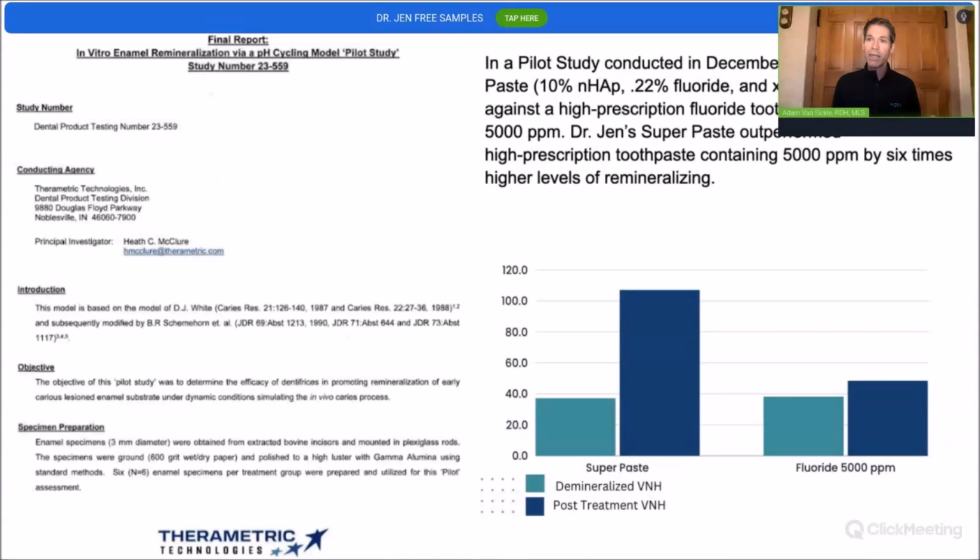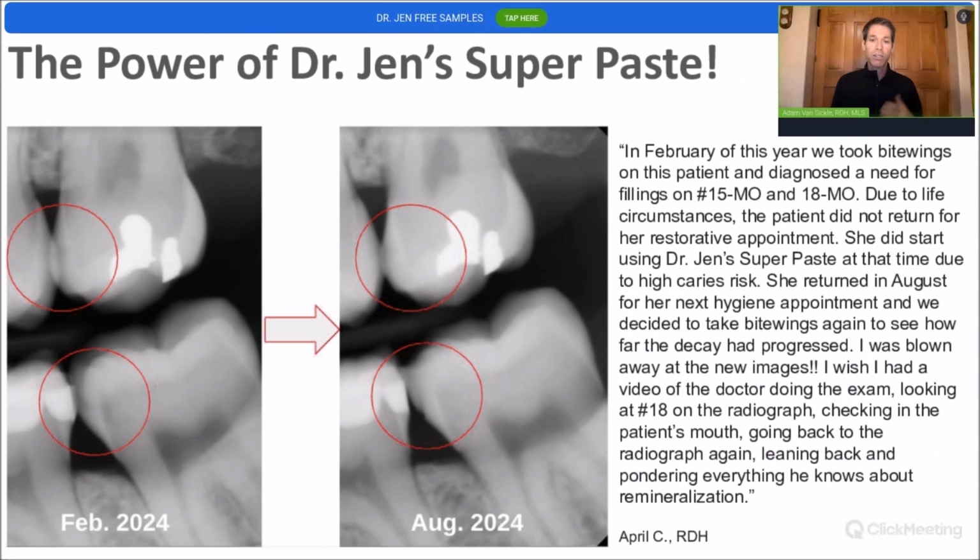This makes sense though, right? When we know the mechanics of how fluoride works, we understand that fluoride is limited if it is in a xerostomia environment. So if it doesn't have that calcium and phosphate, then it's not going to perform as well as a toothpaste that has a steady dose of it. So that is a research study, but let's look at the clinical experience here.